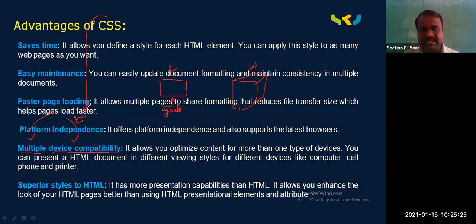I will show you whether CSS is present or not. Using web pages, I will show you one real-time example web page, and so these multiple devices can access your Gmail. That is the reason why we say that CSS provides one of the advantages, that is multiple device compatibility. Compatible means all can access. And superior styles to HTML.